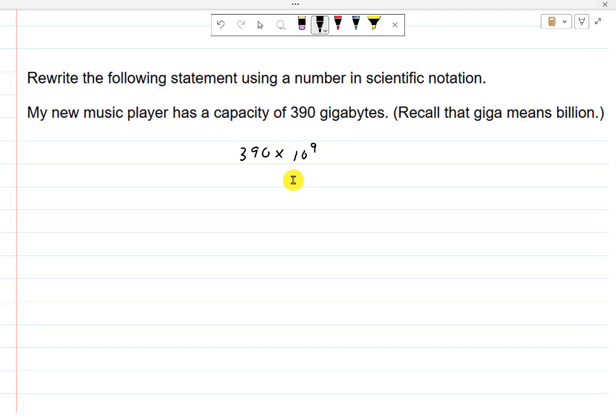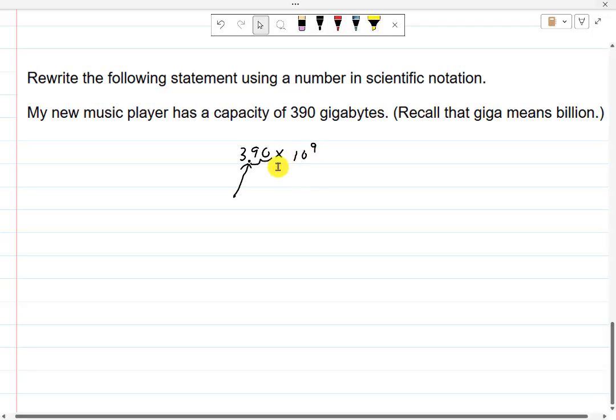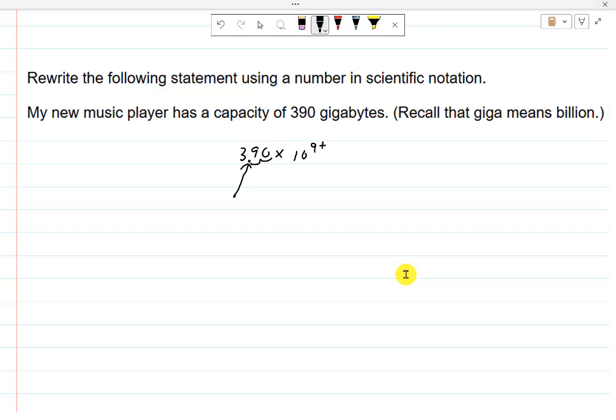Now, they want us to put this in scientific notation. That means the decimal must go into that spot, which means it has to have moved 2 places from after the 390. Well, if you move the decimal to the left 2 places, you're essentially dividing by 100. So you make up for those 2 places by adding 2 to that exponent. And then we get 3.9 times 10 to the 11th.